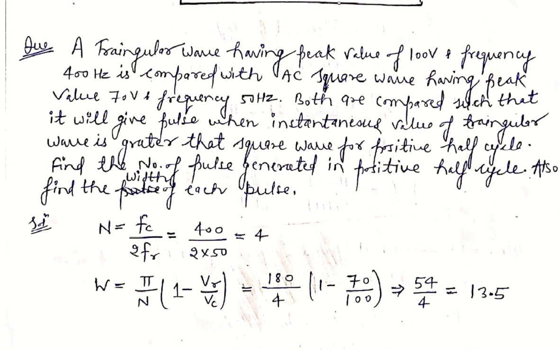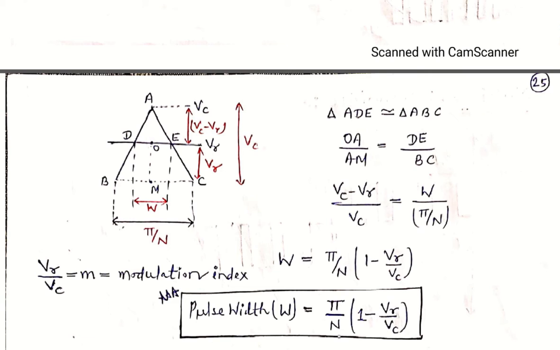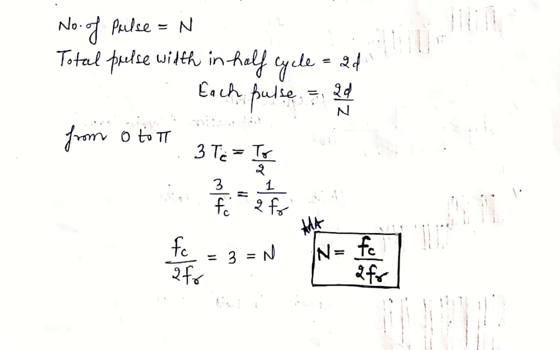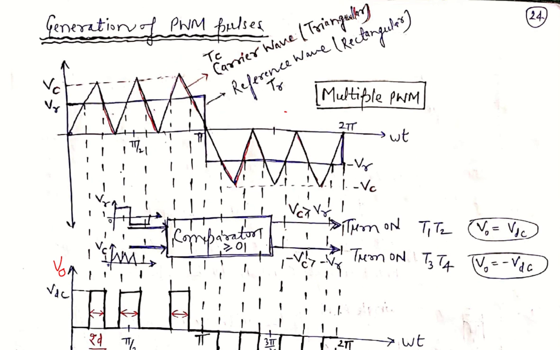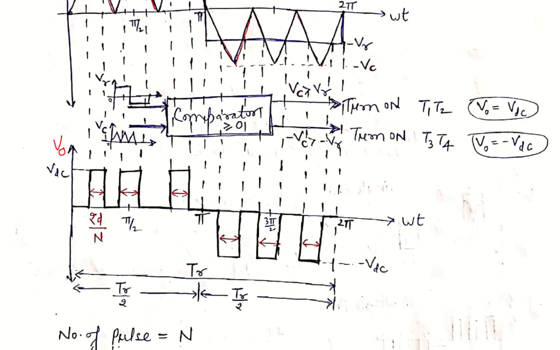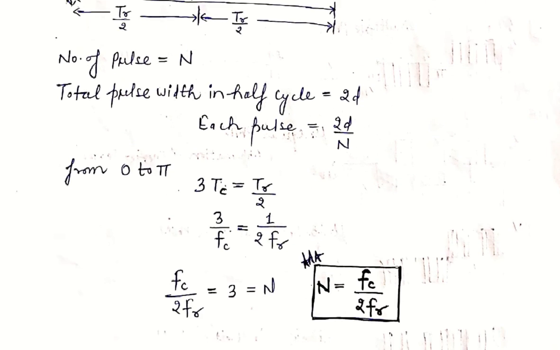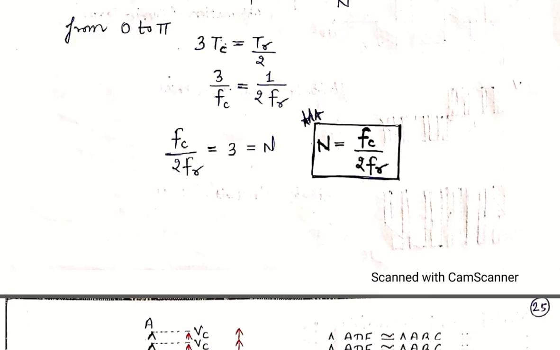So in this way we complete the multiple pulse width technique. Why do we need to study this technique? It has the advantage that it reduces the lower order harmonics but increases the higher order harmonics. Increasing the higher order harmonics is an advantage because higher order harmonics can be easily filtered out, but lower order harmonics cannot be easily filtered out.